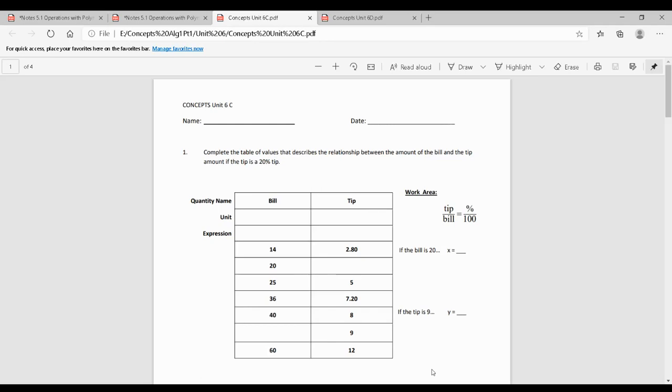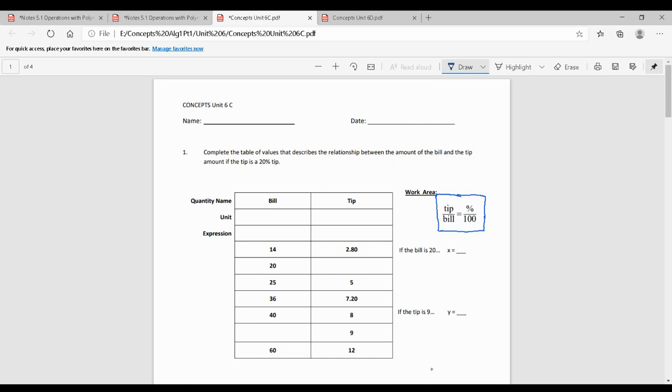All right, so for 6C and 6D, we're going to continue with our percents and proportions. Particularly, we're going to continue working with our tip and bill proportion. As you recall from last week, we were using a 20% tip, and that's still what we want to be using. Remember our proportion that I'm going to box in: tip over bill equals the percent over 100.